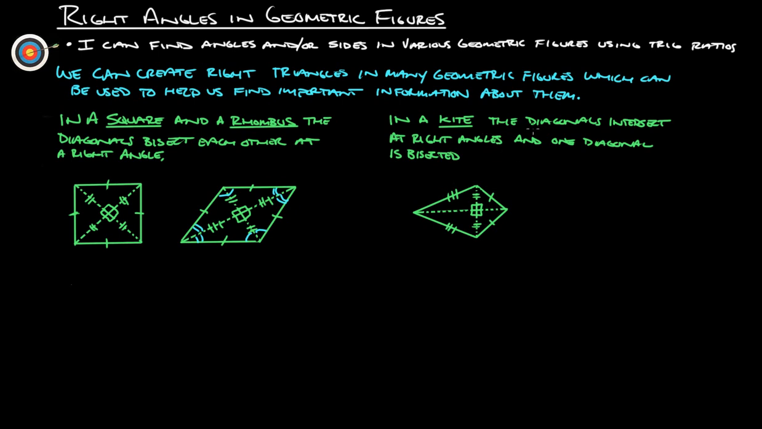Okay, and then in a kite, the diagonals intersect each other at right angles, and then one of the diagonals is bisected. Okay, and then also in this case here, this long diagonal cuts this angle exactly in half, and it also cuts this angle exactly in half. But this angle up here is not necessarily cut in half.